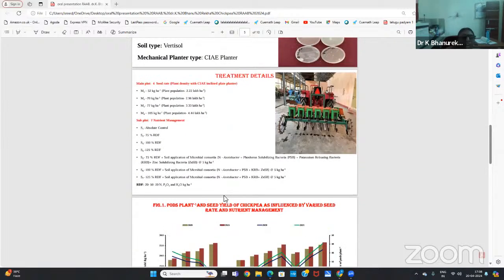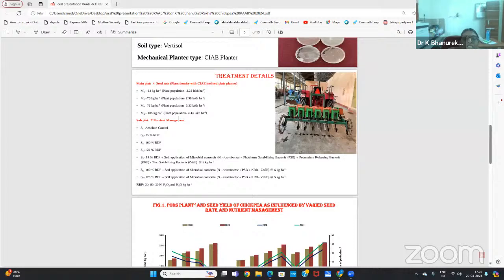We have taken 4 seed rates according to different plant populations. We arrived at this seed rate after calibrating with the CIAE, the Central Institute of Agricultural Engineering, Bhopal planter. The 4 seed rates with this planter are 52 kgs, which accounted for a plant population of 2.22 lakh, 70 kgs with 2.96, and 77 kgs with 3.33 lakh, which is recommended by hand sowing, that is manual sowing, but the seed rate was less here because it was with the machine.